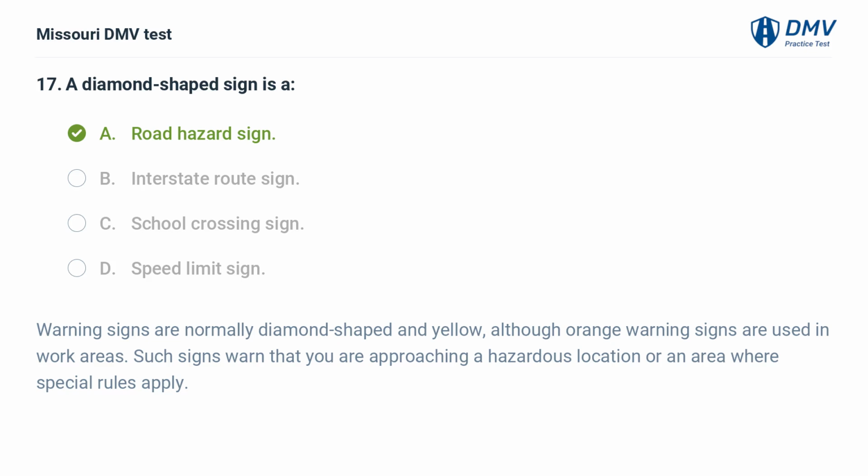Warning signs are normally diamond-shaped and yellow, although orange warning signs are used in work areas. Such signs warn that you are approaching a hazardous location or an area where special rules apply.